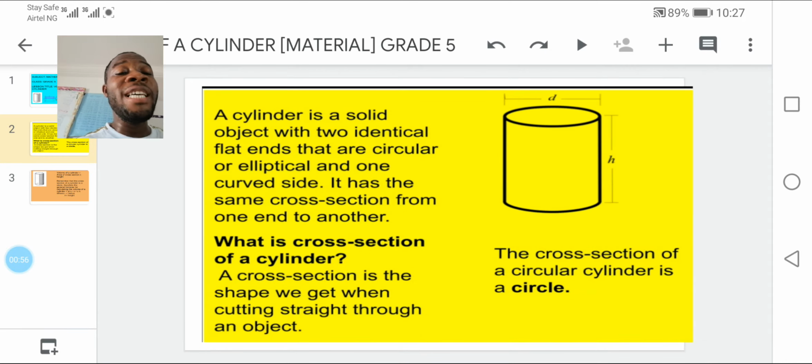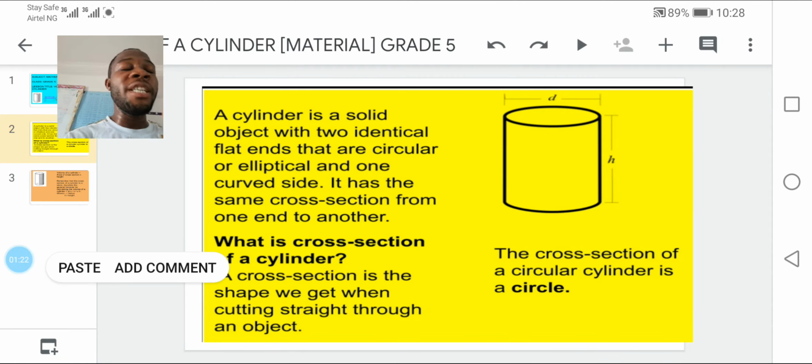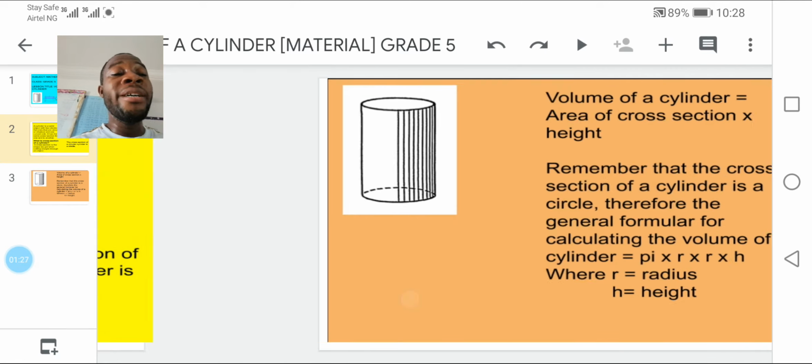Now, what is the cross-section of a cylinder? A cross-section is the shape we get when cutting straight through an object. So when you cut through a cylinder, what you get is a circle. So the cross-section of a cylinder is a circle. Do not forget that.